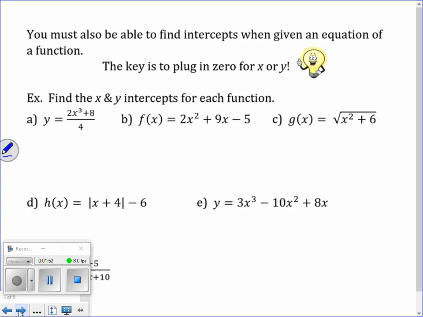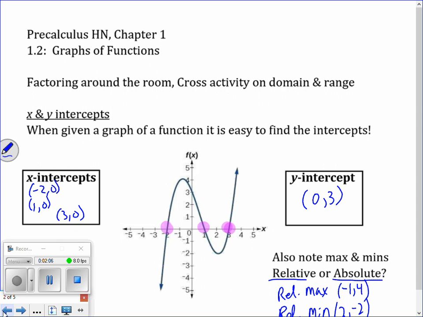You also have to be able to find x and y intercepts when you are given an equation of the function. All right, so finding them on a graph is easy, but when you have an equation, that's a little bit of a different story. But remember, just like you saw on the last page, if you have an x intercept, that means that the y value is equal to 0. If you have a y intercept, that means that the x value is equal to 0.